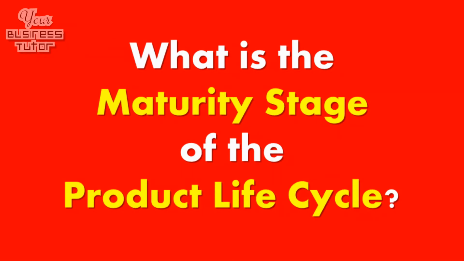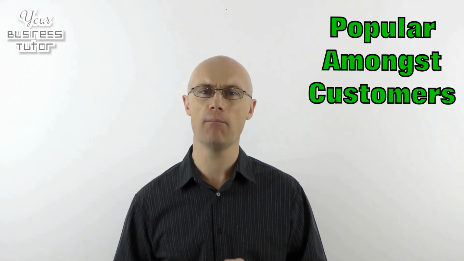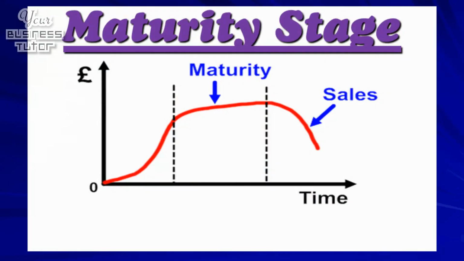Okay, let's now move on to the third time period in the life cycle by asking, what is the maturity stage? This stage describes a period where a product is doing really well and is popular amongst customers. It is available in lots of shops and has built up a strong brand image, meaning, as the diagram shows, that sales have reached their highest point and have levelled off.